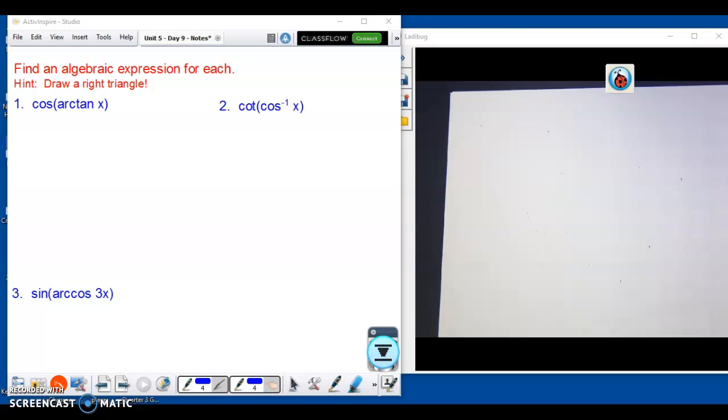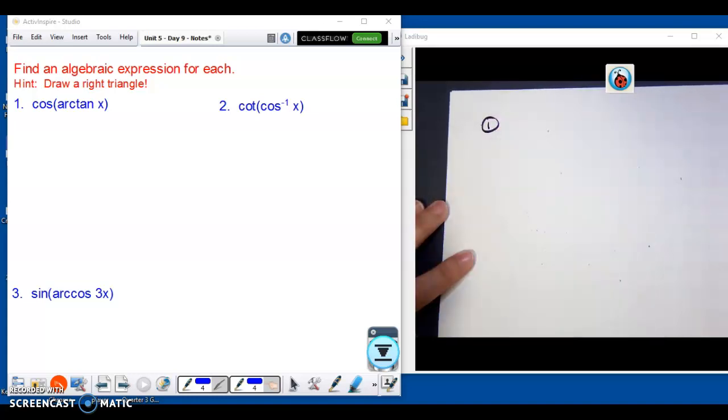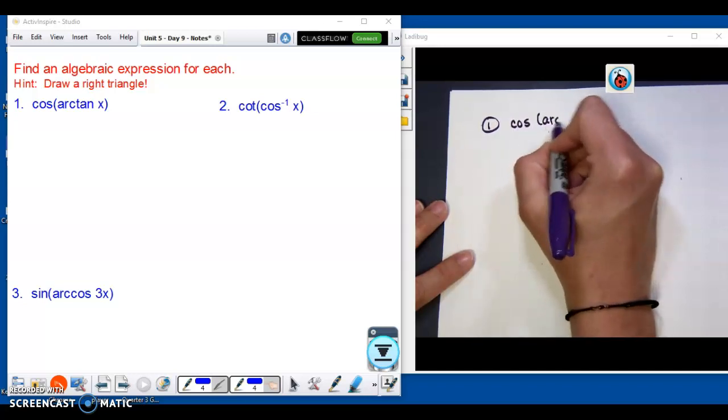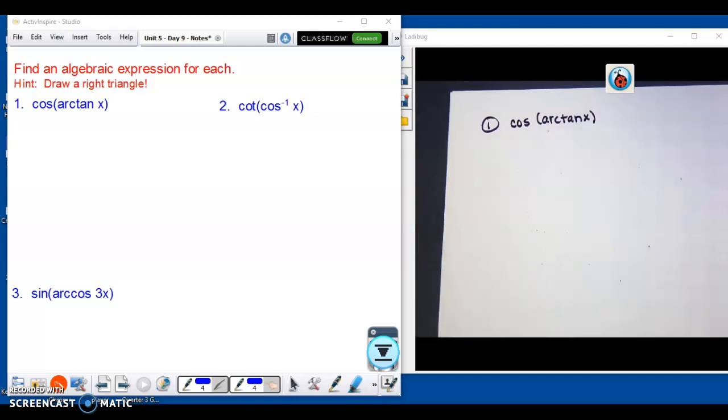Okay, so for the last part, we're going to bring back in some of the stuff we did at the beginning of the unit where you had to draw right triangles. So it's kind of cool to see how this stuff all goes. So for the first one, we're looking at cosine of arctangent x. So these are still composition functions, so there's still a function inside of a function. So we're going to start with the inside part.